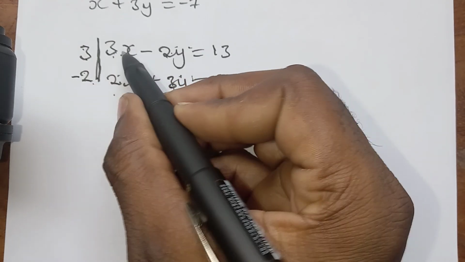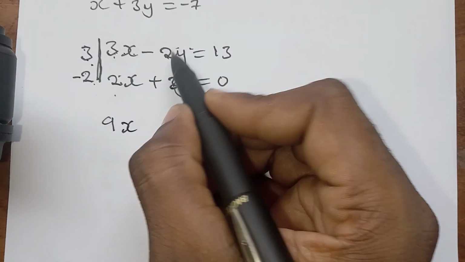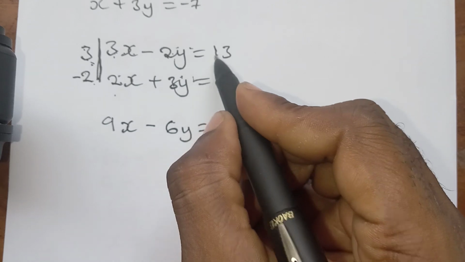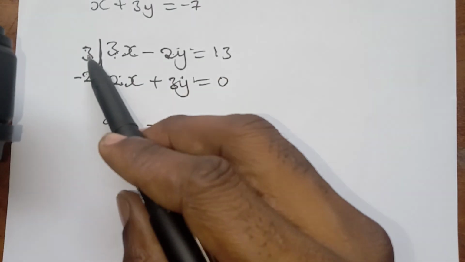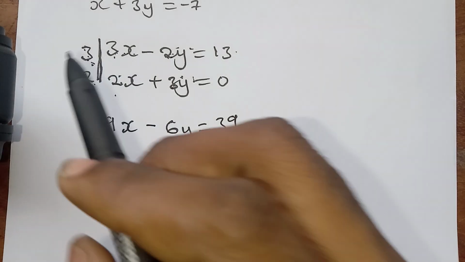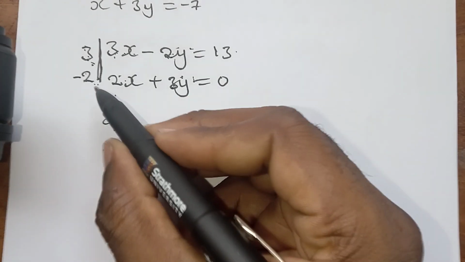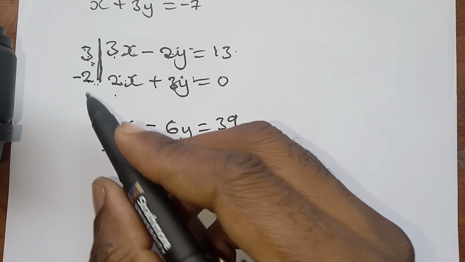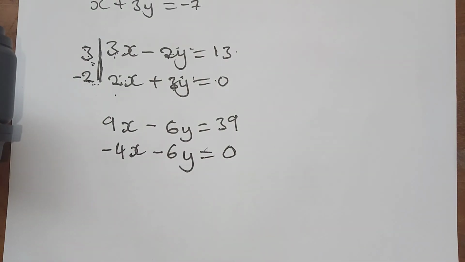So now 3 by 3x, this one will be 9x. And then 3 by 2y, this will be 6y. And then 3 by 13, this will be 39. So remember, this number here is multiplying by each of these terms. And then this by this will be -4x. This by this will be -6y. And this by this will be a 0. -2 by 0, that will be a 0.